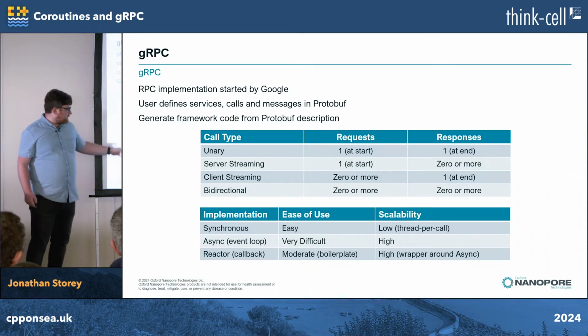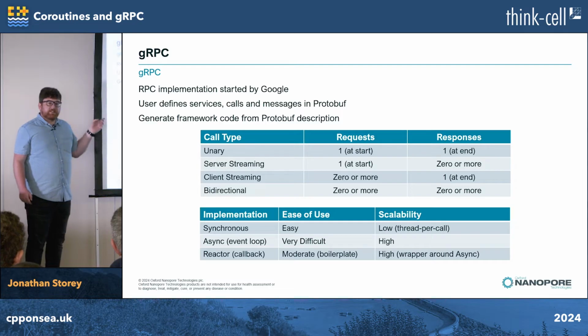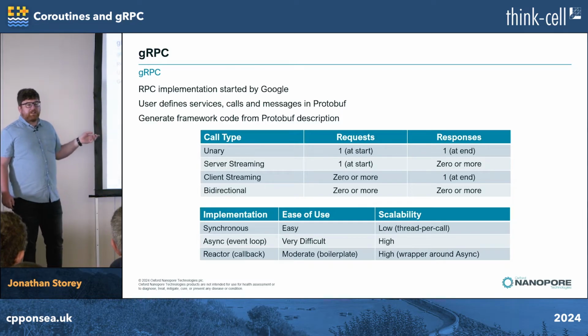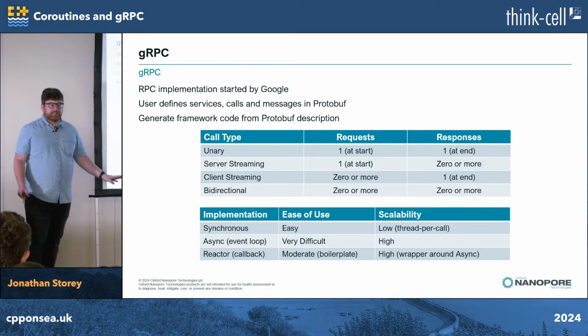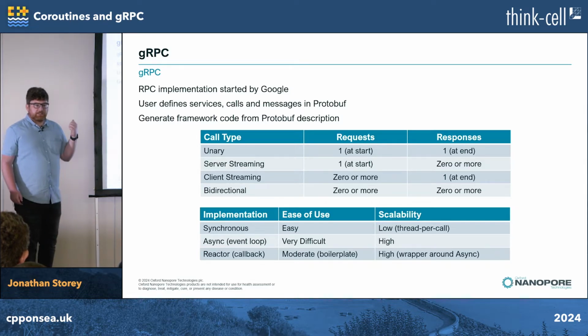And there's these implementations. So there's the synchronous implementation, where you basically have one thread per simultaneous call. There's the async, which uses an event loop, and you've got to run the event loop yourself. It's quite tricky to use. And there's the reactor or callback implementation, which is built on top of the async implementation, but takes a lot of the pain out of using it. So basically, you get a callback when an operation completes. And that sounds like just the kind of thing we want to be able to hook into for our coroutines to work.